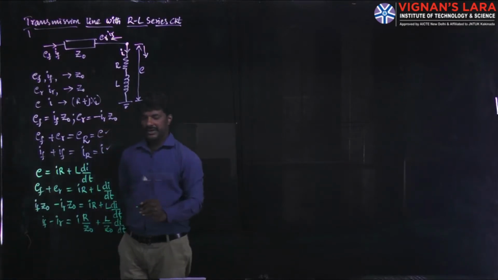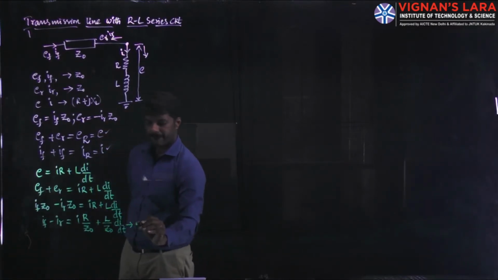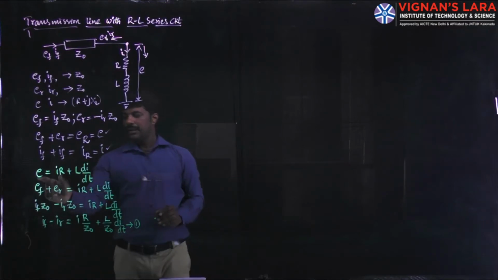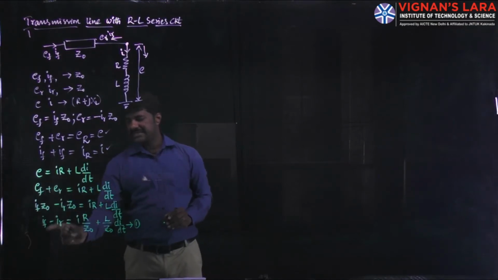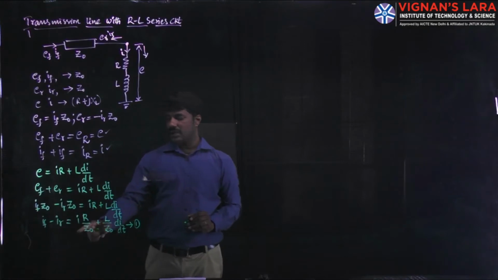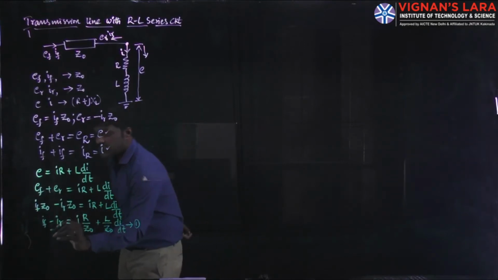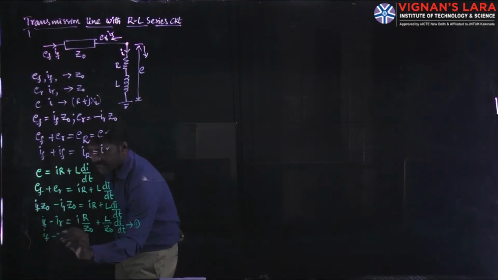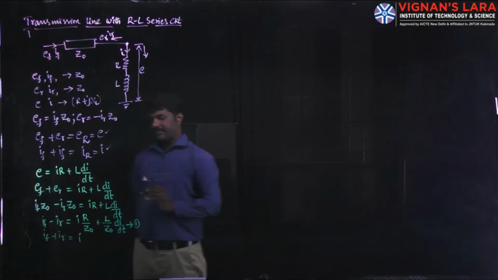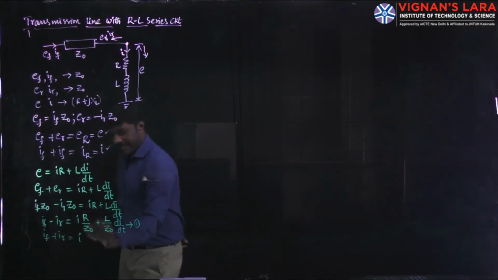So let it be equation 1. That is, voltages are written in terms of currents as IF minus IR is equal to I into R by Z0 plus L by Z0 into di by dt. Also we know that the summation of the forward current and reflected current is equal to the total resultant current small i. Let it be equation 2.